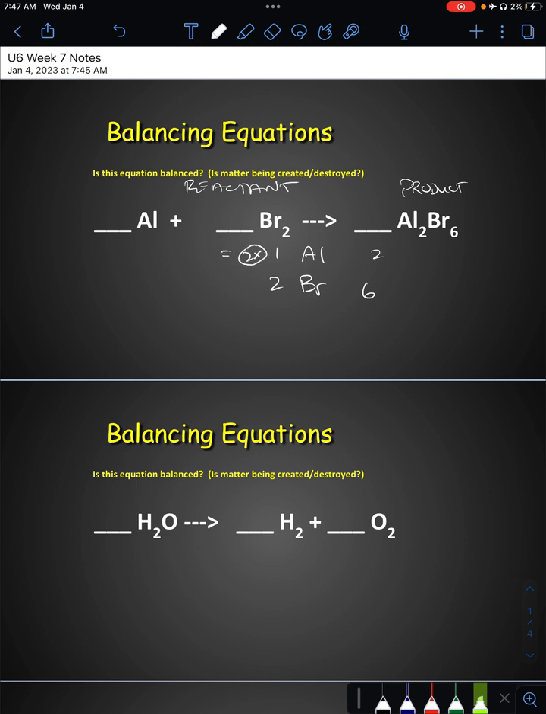By doing that, I get 2 over here because 2 times 1 is 2. So I put that 2 right there. Now my Als are both good. My Brs, right? 2 to 6. Well, I can multiply 2 times what to get 6? Well, that's going to be times 3. That's going to equal 6.